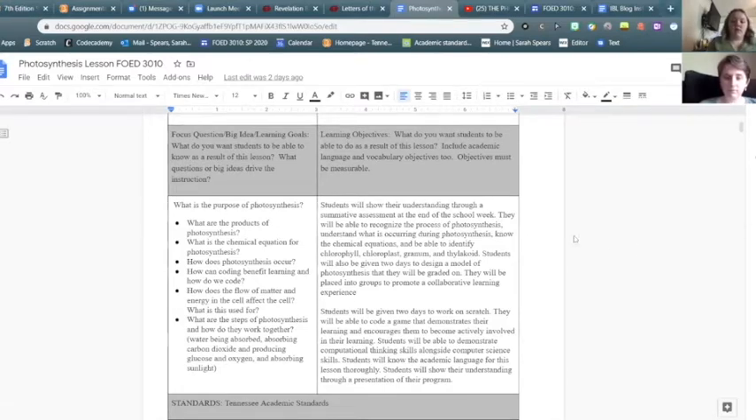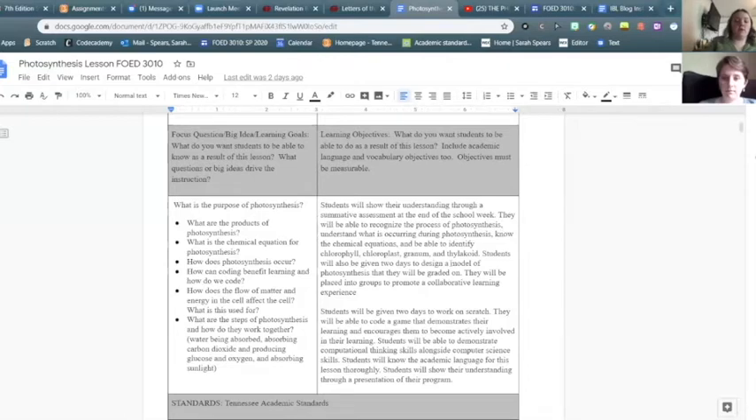And then the learning objectives we want to address are: the students will show their understanding through a summative assessment at the end of the school week. They will be able to recognize the process of photosynthesis and understand what is occurring during photosynthesis, know the chemical equations, and be able to identify academic language for this lesson. They'll be given 2 days to design a model for photosynthesis that they'll be graded on, and they'll be placed into groups to promote collaborative learning.